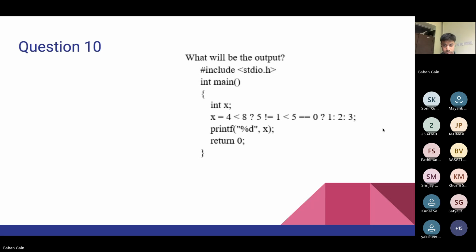Sir, 2. Okay. Let me wait for some other answer, then I will come back to you. Sir, we don't know the preference order. Can you repeat? We don't know the preference order, sir.